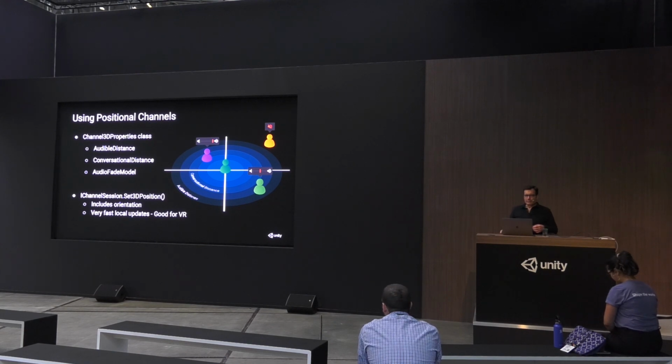And 3D or positional channels are a little more complex than 2D channels, and they require a little more information, like a player's location in 3D space and their orientation. Ideally, these should be updated several times a second to make sure you've got smooth audio rendering as somebody's moving around in the 3D world.